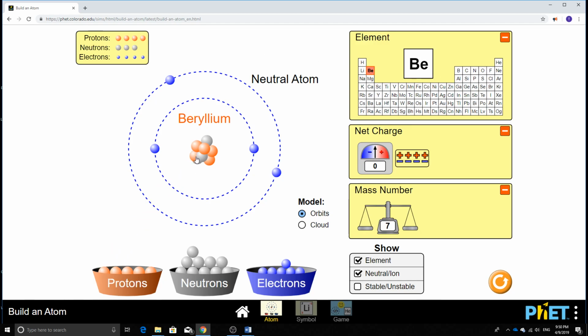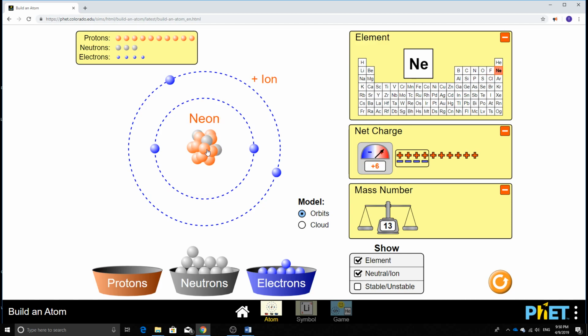In order for it to be neon, how many protons do I need? Well, I'll tell you right now, you're gonna need 10. So let me put 10 protons in there. Okay. Well, I have many more protons than electrons. If I want this to be a neutral atom, remember I have to make sure that the proton numbers equal the number of electrons. Right now I'm going to ignore my neutron numbers because I just want to focus on net charge.